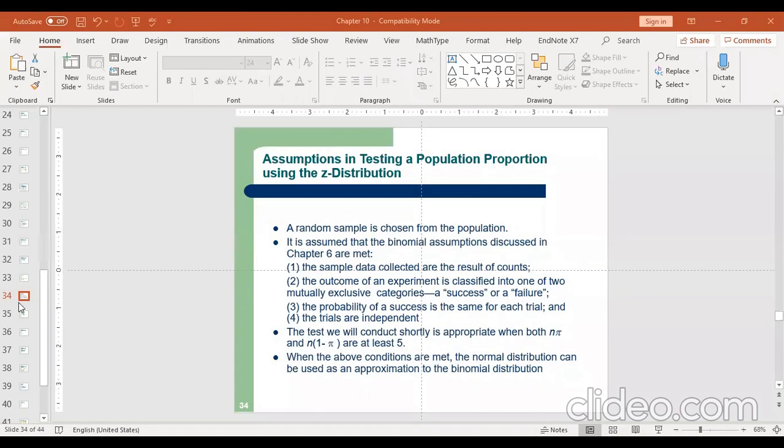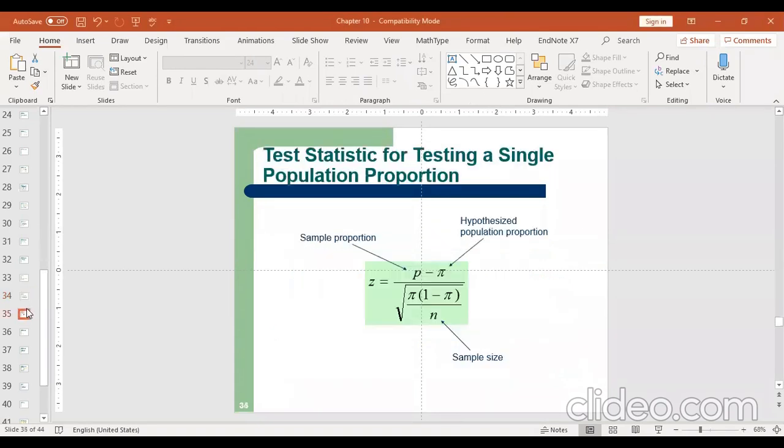So moving on to the next slide. Here is the test statistic for testing a single population proportion. Z is equal to the sample proportion minus the hypothesized population proportion, divided by the standard error. This is the proportion's standard error formula: population proportion times 1 minus population proportion, divided by n, under the root. So we will use this formula in the next example.